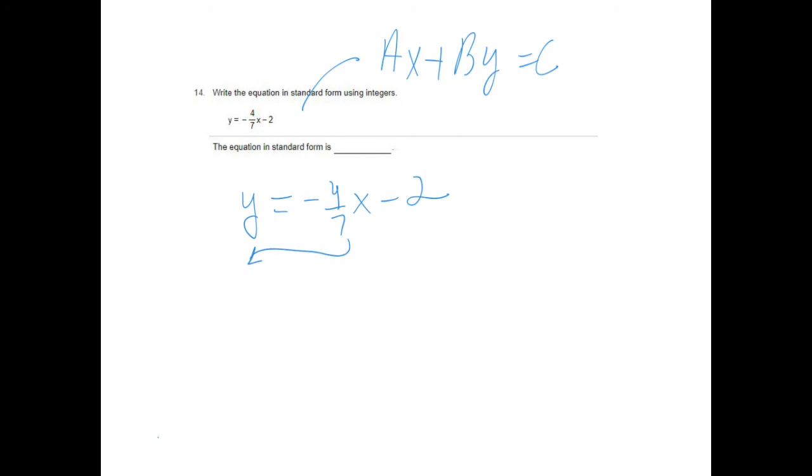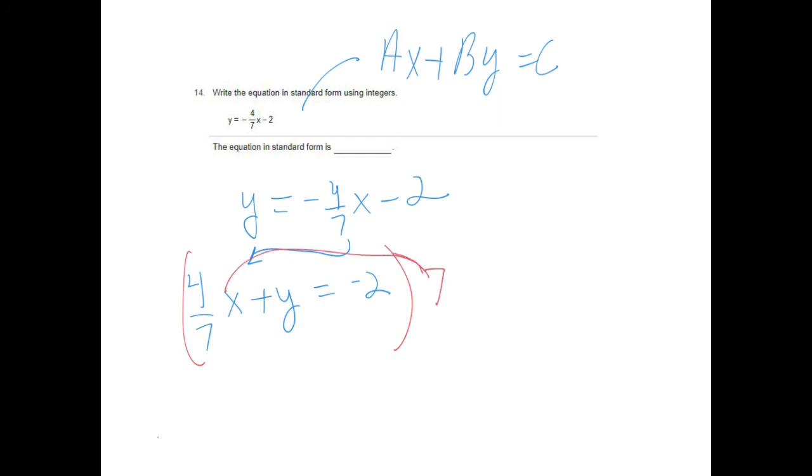Here it asks us to write the equation in standard form using integers. And so remember, standard form is ax plus by is equal to c. So I'm going to take this equation, y equals -4/7 x minus 2. I'm going to move that -4/7 over and make it a positive 4/7 x. And then I know that in standard form I need to get rid of that fraction. So I'm going to multiply by the denominator.